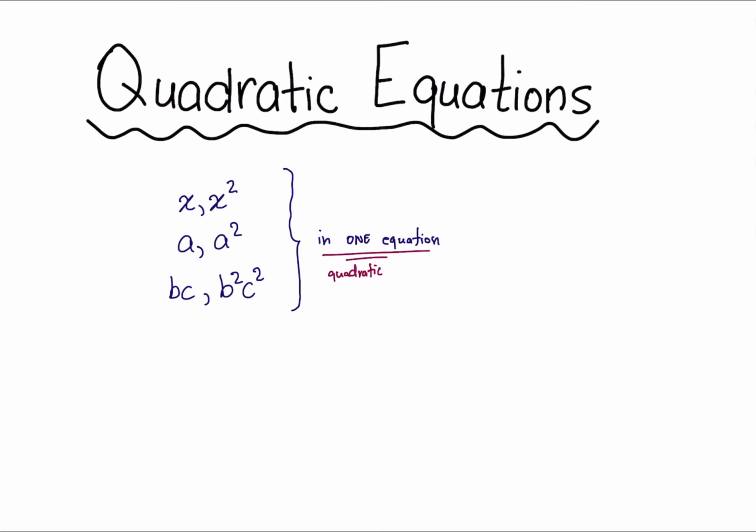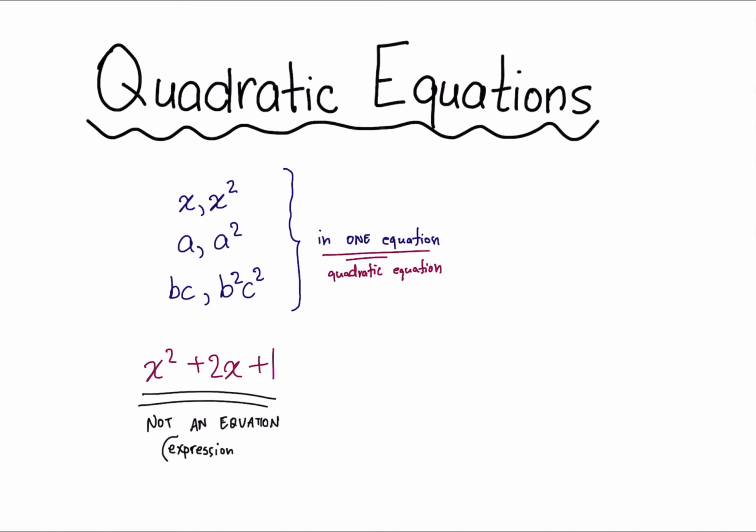So an example of a quadratic equation could be x squared plus 2x plus 1. Actually, this isn't a quadratic equation because it doesn't have an equal sign. So this is not an equation. This has a special name, and it's called an expression.